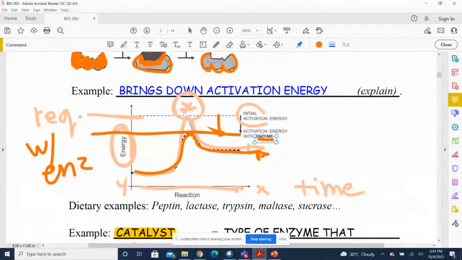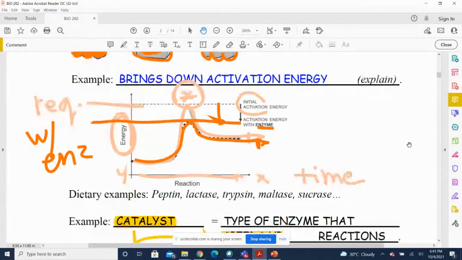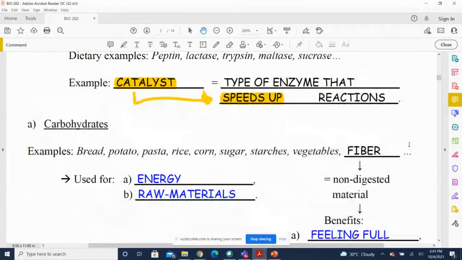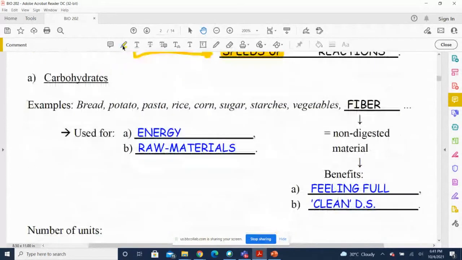So really, it's not about speeding it up. We see that the time remains consistent, but we're rather making the reaction happen with a lesser energy investment. So that was one example of how an enzyme can help to bring down the activation energy in the reaction. So those were the basic concepts that we needed to know, and now we're ready to go through each of these 4 important biological macromolecules that we need to know about.